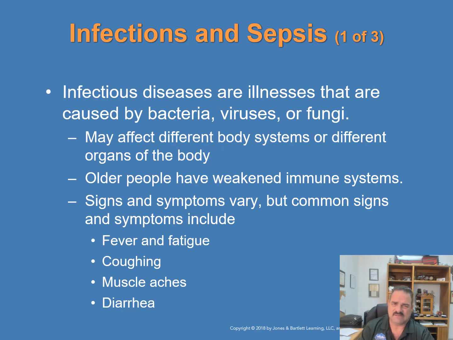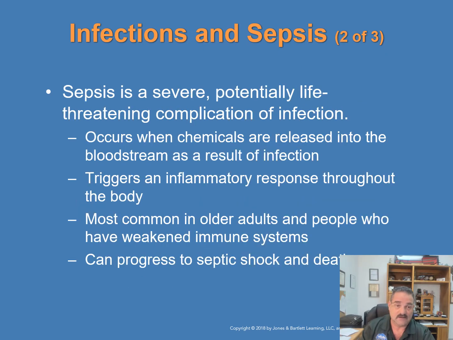Infections and sepsis. Infectious diseases are illnesses caused by bacteria, viruses, or fungi. They may affect different body systems in different ways. Older people have weakened immune systems, so they're very susceptible to what's going on. I know we have COVID-19 right now at this particular time in our life, and it's affecting a lot of elderly people with pre-existing conditions. So signs and symptoms vary with infectious conditions, but common signs and symptoms include fever, fatigue, coughing, muscle aches, and diarrhea.